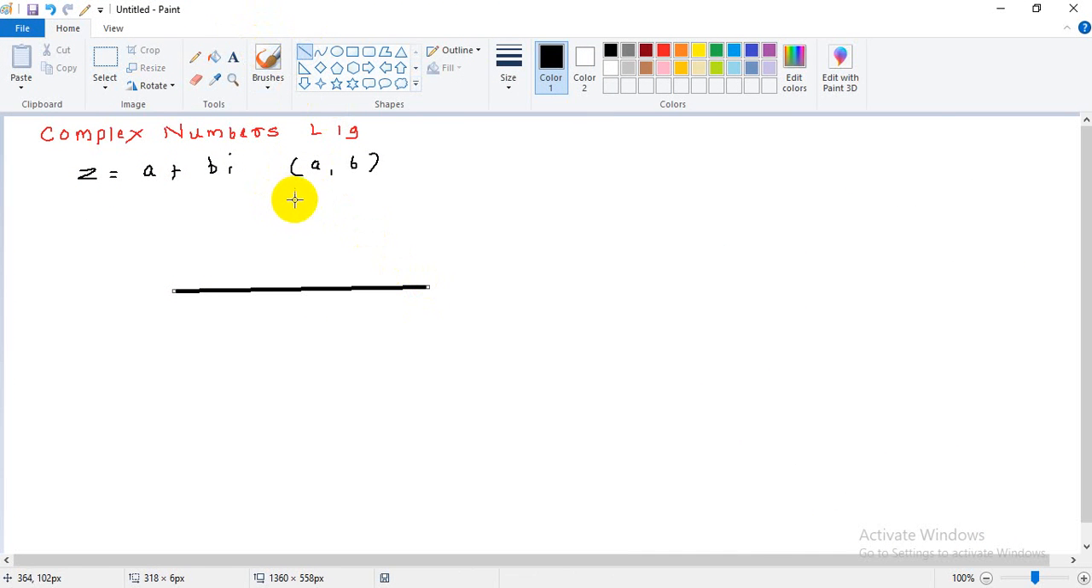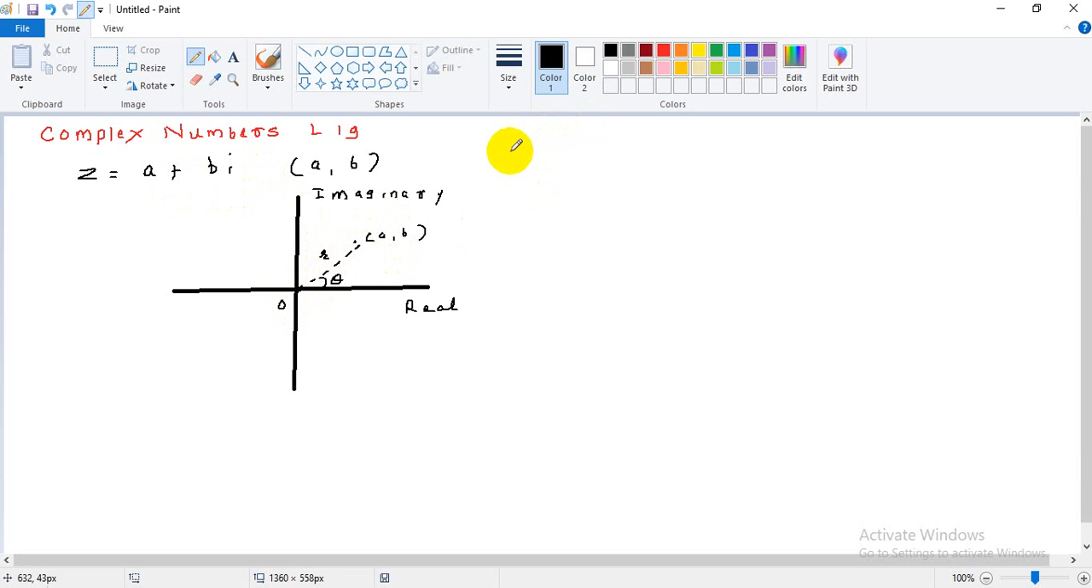So this is your xy plane. Only thing is, now we will call this x-axis the real axis and this the imaginary axis. So this is called a complex plane, with real and imaginary axes. Any point a plus bi is the point (a, b), and this is the origin. Now when you join this, the length is r, and this angle is theta.